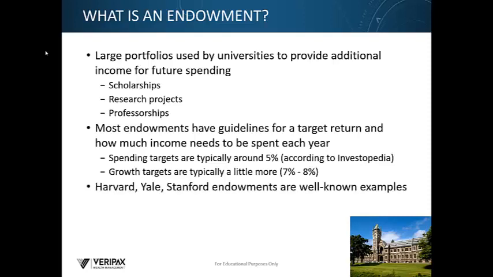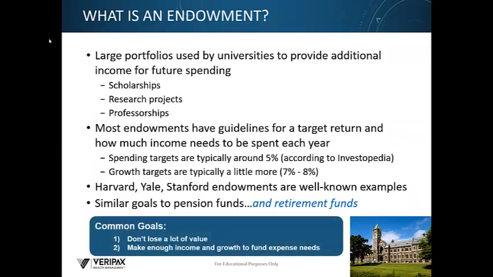So some of the best known examples are universities like Harvard, Yale, Stanford. These all have multi-billions of dollars in their endowment funds. When we think about what the goal of an endowment is, it's actually very similar to a pension fund, and in fact, very similar to a retirement fund. They all have two common goals. Number one, don't lose a lot of money. Number two, make enough income and growth to fund your expense needs.